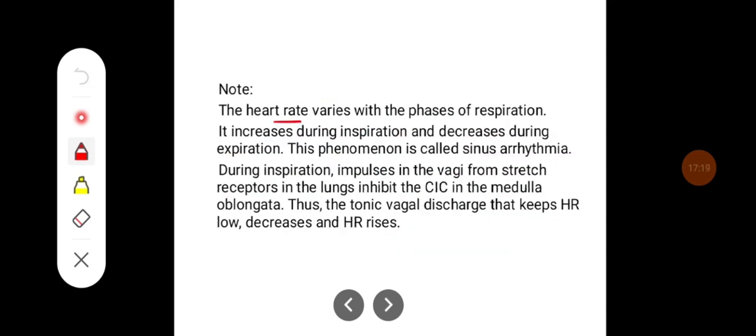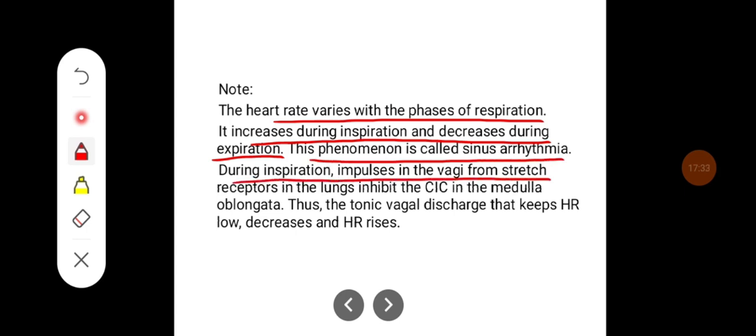Note that heart rate varies with the phases of respiration. It increases during inspiration and decreases during expiration, and this phenomenon is called sinus arrhythmia. During inspiration, impulses in the vagi from stretch receptors in the lungs inhibit the cardiac inhibitory center in the medulla oblongata. Thus, the tonic vagal discharge that keeps the heart rate low decreases and the heart rate rises.